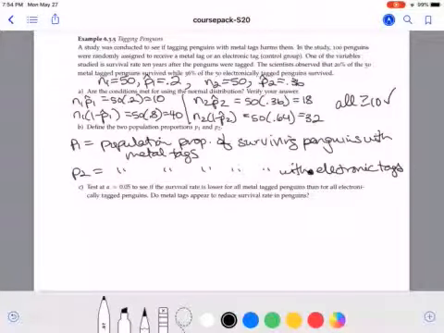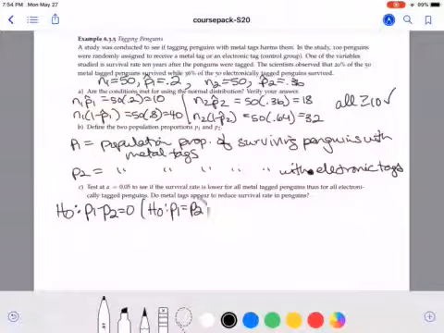So there's a test at alpha 0.05 or 5% significance level to see if the survival rate is lower for the metal tag penguins than for the electronic tagged. And so do the metal tags appear to reduce survival rate in penguins? So our null hypothesis will be that the difference is 0, or in other words, that P1 and P2 are equal. And then we want to think about what we're asked and which one we are naming P1 and P2 here.